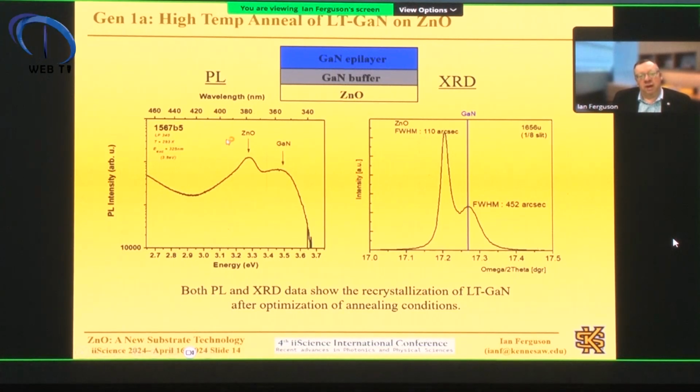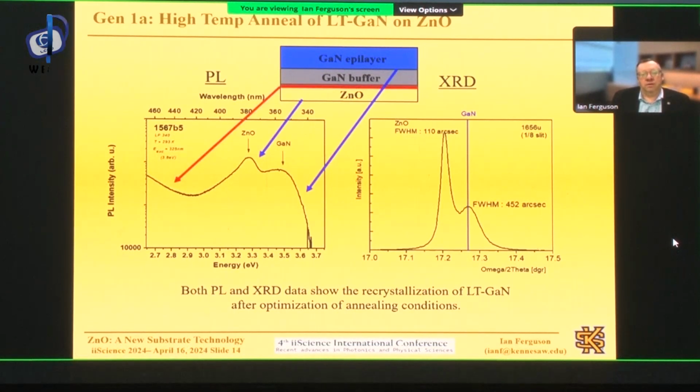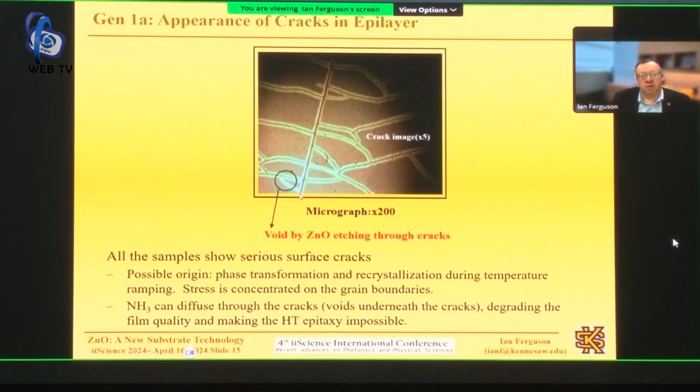But the PL looks somewhat strange on these samples. The other thing is when we actually went and looked at the samples, what we were seeing was emission, not just from the gallium nitride, but we were seeing emission at lower energy than the zinc oxide, which is in this region here. We were also seeing emission from the gallium nitride at higher energies, and we'll explain why that's occurring in a moment. If you actually look at the surface of these samples, they actually had cracking. And the other thing is, through the cracking, as we actually tried to ramp up the temperature, we were seeing significant back etching from the sample.